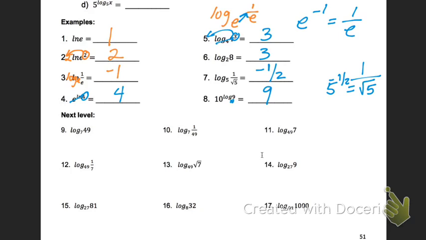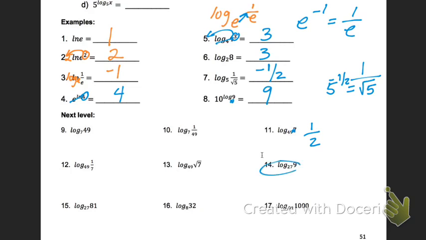Okay, can you do 13? No, 11 is just going backwards, so it's taking the square root. It's just 1/2. So this one's 1/2. Okay, and then let's do number 14.